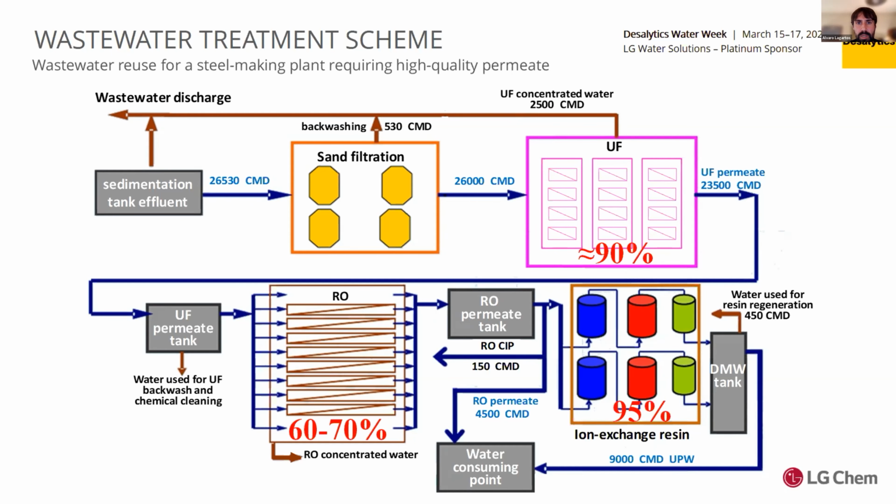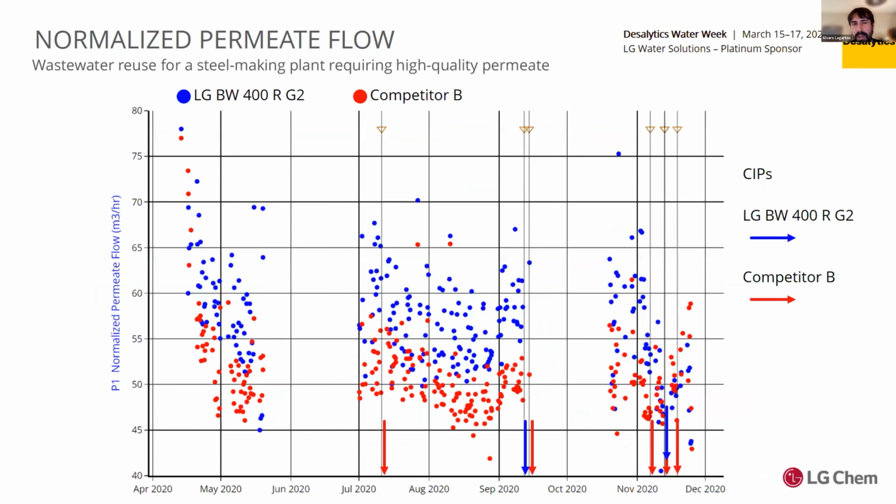And the results we got from this plant, we were running there for almost 8 months. And this is the normalized permeate flow. You can see how our membrane was showing a higher normalized permeate flow compared to our competitor, despite the fact that they have similar specs in terms of permeability. That means, obviously, in energy consumption, our membrane could provide a certain advantage.